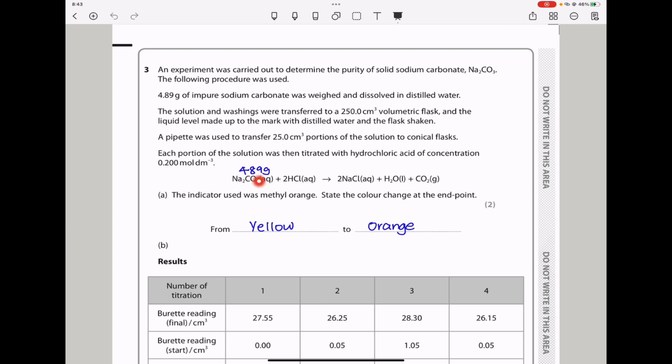So this is the equation for the reaction. They say the indicator used was methyl orange. State the color change at the end point. Hydrochloric acid was in the burette and sodium carbonate was in the conical flask. And we know sodium carbonate dissolves in water to form an alkaline solution. So in the conical flask, the solution was alkaline and we had methyl orange indicator in alkaline. So the beginning color is going to be yellow. However, at the end point, the color is going to be orange.